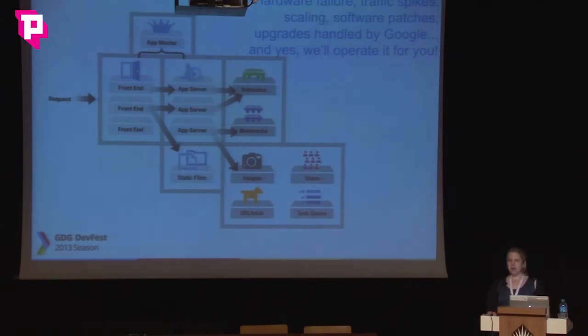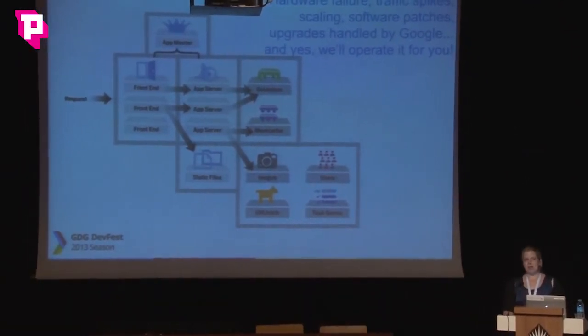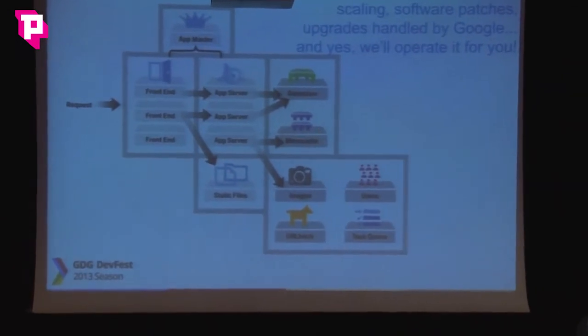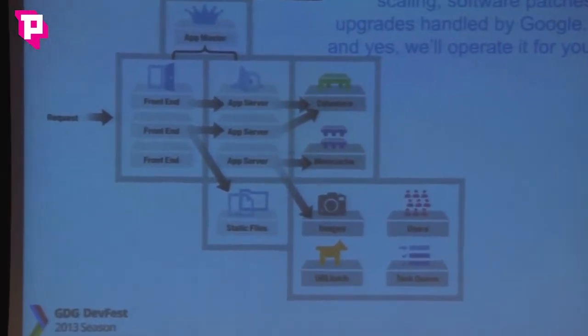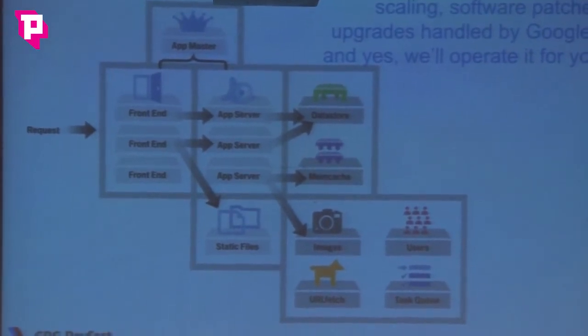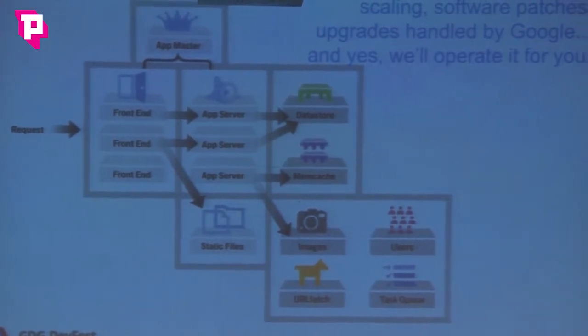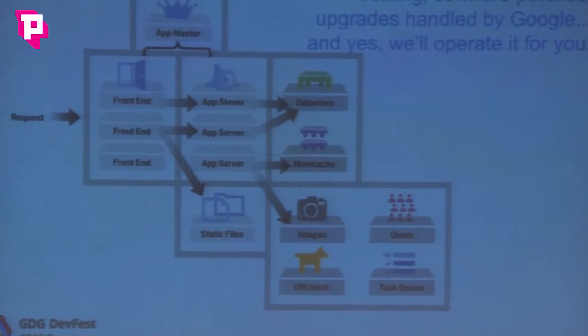And all of those can then talk to your data store, which is where your data is going to be living. And there are a couple options there as well. And then they can talk to cache servers, and they can talk to the images APIs and the URL fetch API, and different user APIs across the board. So what App Engine does, though, is it abstracts all of that away. So you see the big gray boxes. You don't need to worry about what's inside those gray boxes.